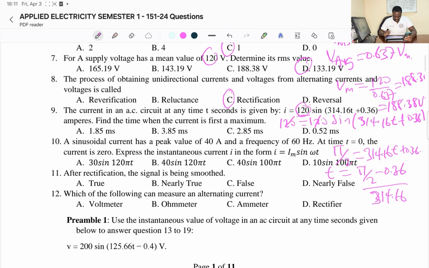Okay, let's see. So here, I think there is a mistake. Let me do this again and see. Probably there's a mistake here on how I did it. So let me do this. So we have pi over 2, pi. Okay, pi divided by 2. So I'll get this, right? Okay, let me put this in brackets.